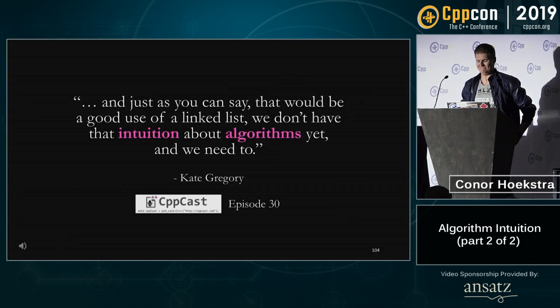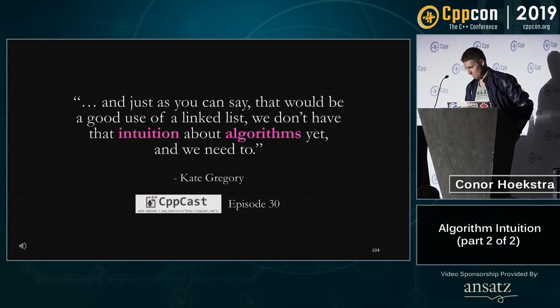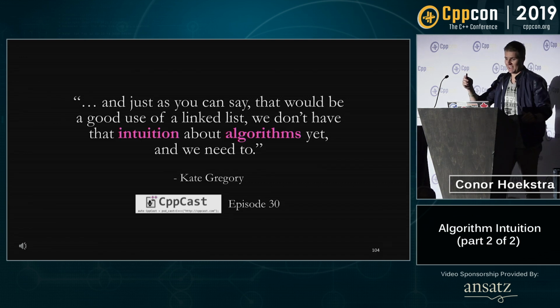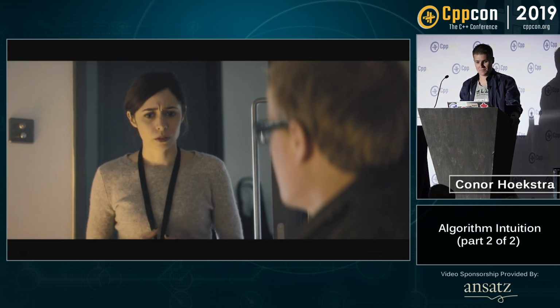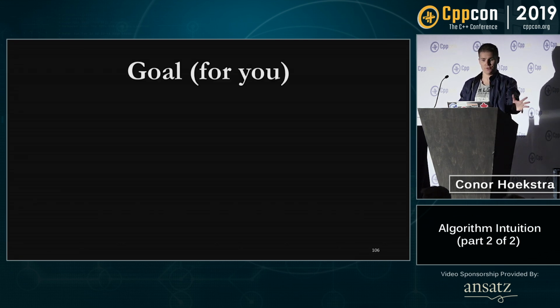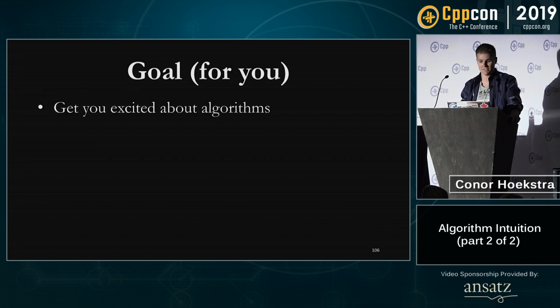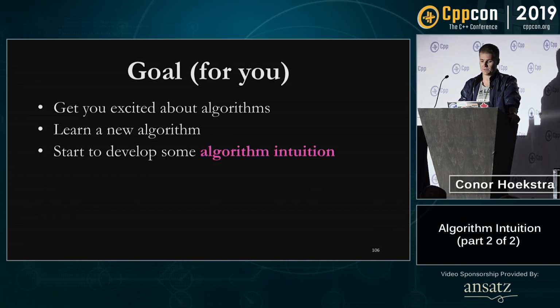And all of these statements combined with the fact that we want to write beautiful code. Just as you can say, that would be a good use of a linked list, we don't have that intuition about algorithms yet, and we need to. Which brings us to this talk, which is to hopefully develop algorithm intuition. So the goal for you, which was covered a little bit in part 1 and now continued in part 2, is to get you excited about algorithms, to learn a new algorithm, and to start to develop some algorithm intuition.